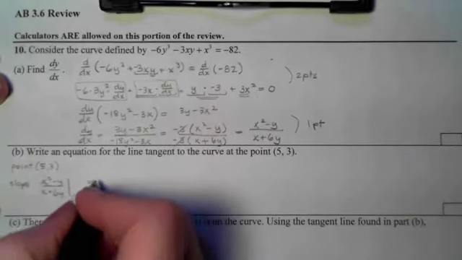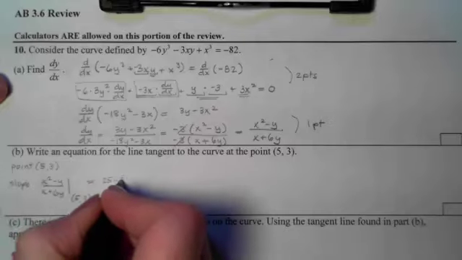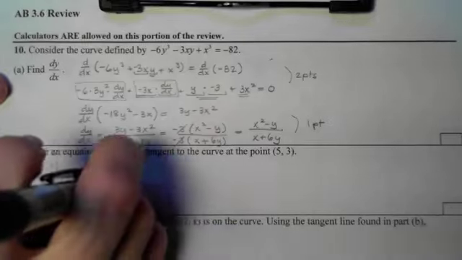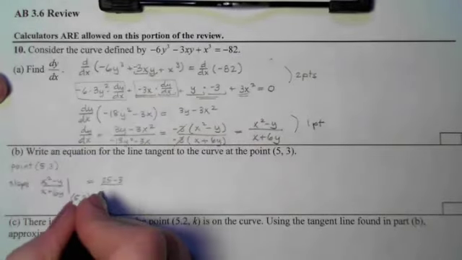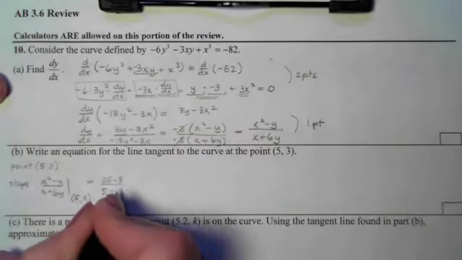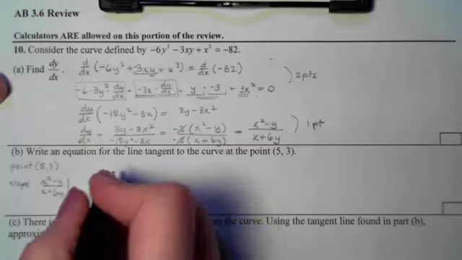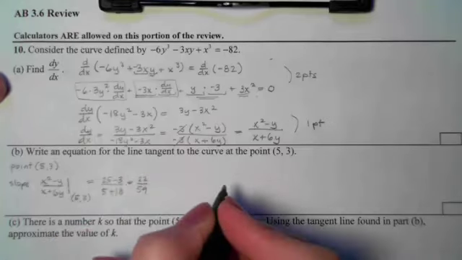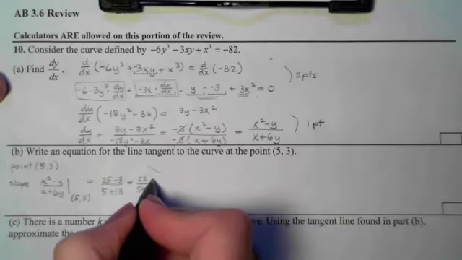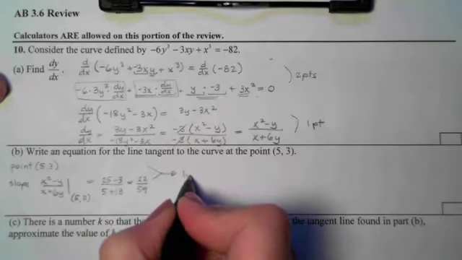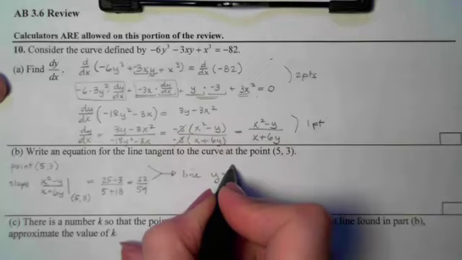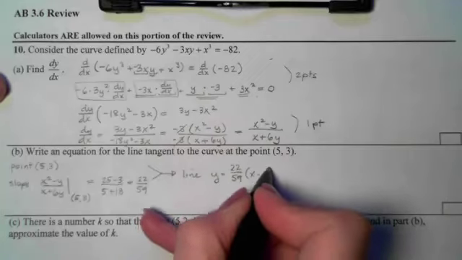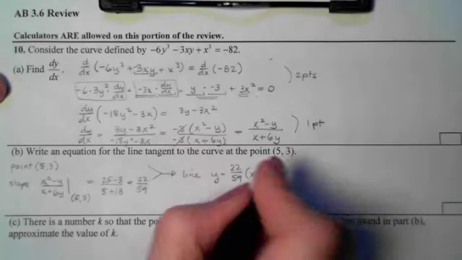So if I plug in 5 for x and 3 for y, then we end up with a slope of 22 over 59. Not very pretty, but we can still write the equation of the line now. So my line will be y equals the slope times x minus the x coordinate plus the y coordinate.